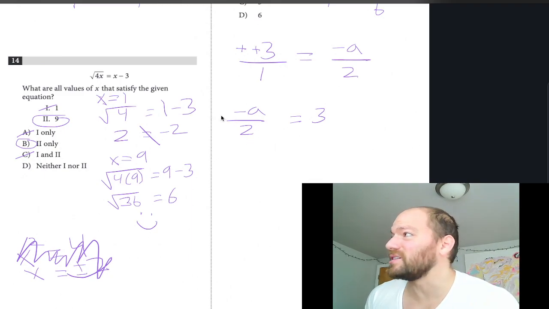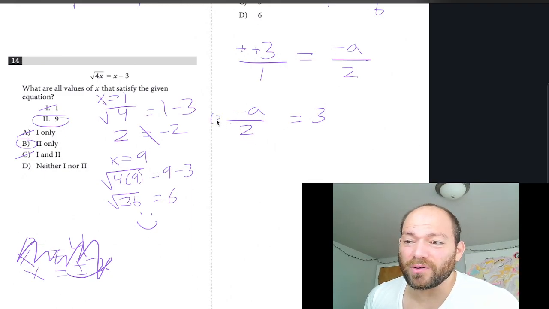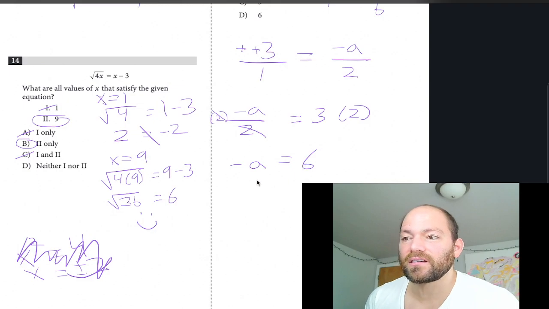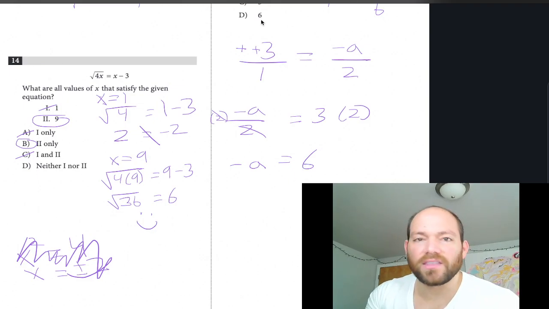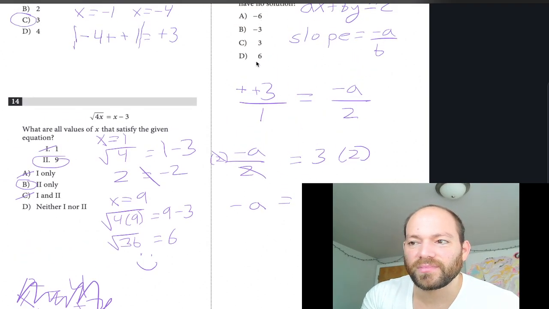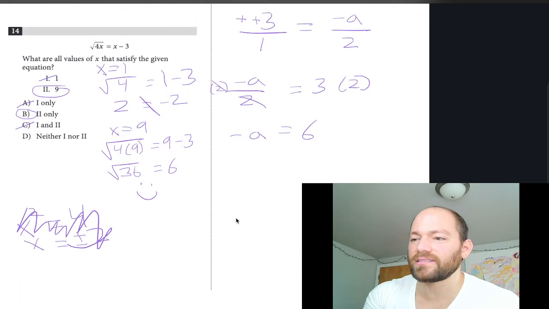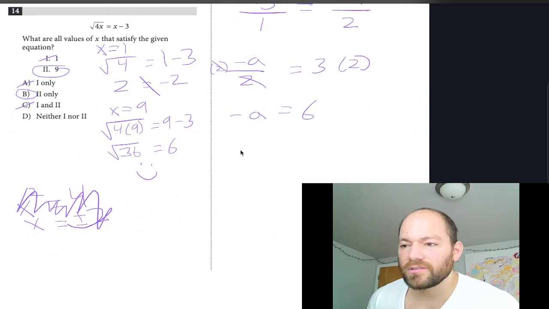And I think you can see what's gonna happen here. I multiply both sides by 2. I'm going to get negative a equals 6. Oh, look at how sneaky they are, right? They put 6 as an answer. Because negative a is 6. We're too smart for that. That means a is going to be negative 6.